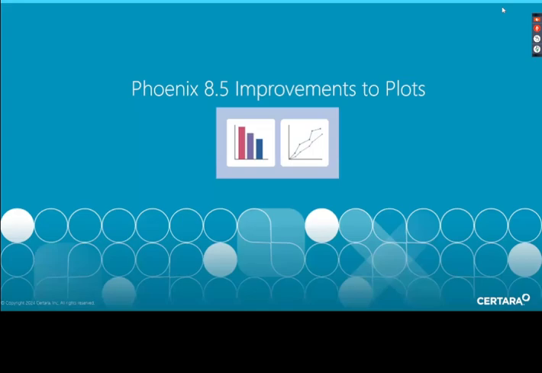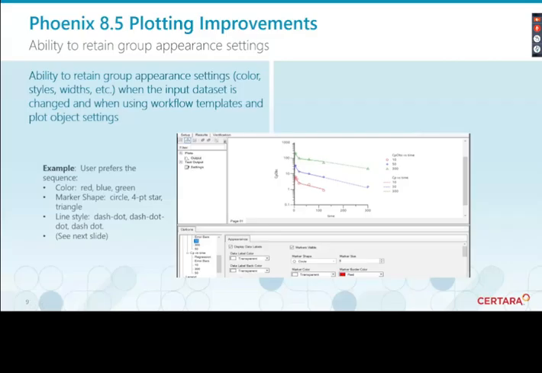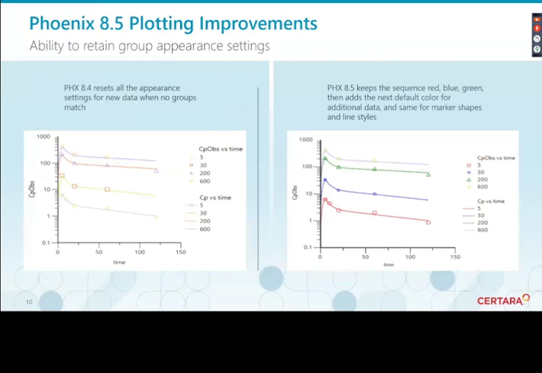So let's recap some of these enhancements. We talked about this ability to retain the appearance of the settings for group variables. So the colors, the markers, the line width, etc. And this is retained when you copy that object and when using workflow templates and plot object settings. In the previous version, these were being redone and you may get different colors. In this new version, you can select the colors that you always wish to keep.